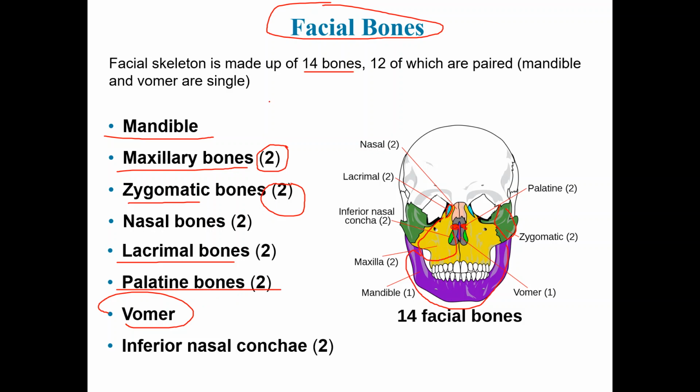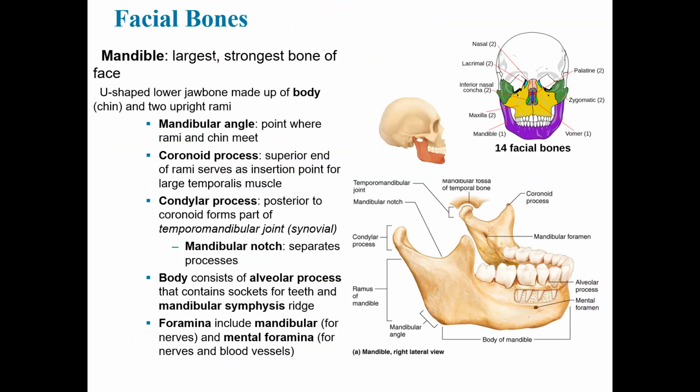Okay, so altogether we have 14, but we only have to remember about 8 bones here. So we're going to start with the mandible, which is the largest and strongest bone of the face. It's a U-shaped kind of bone made up of a body and 2 rami. So basically this one is the body, okay?